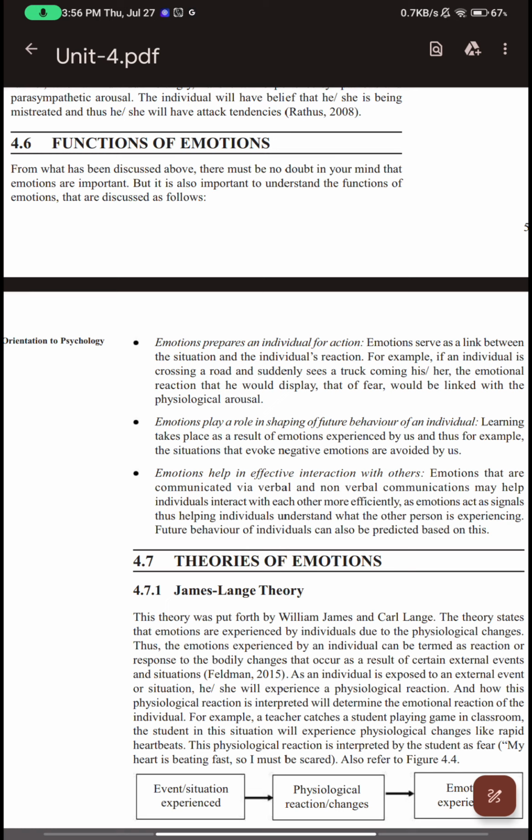Then now the third is help in effective interaction with others. So it helps you in effectively interacting with others. Emotions communicated via verbal and non-verbal communications may help individuals interact with each other more efficiently, as emotions act as signals. So obviously emotions will help you interact with the other person in a much better way, right?